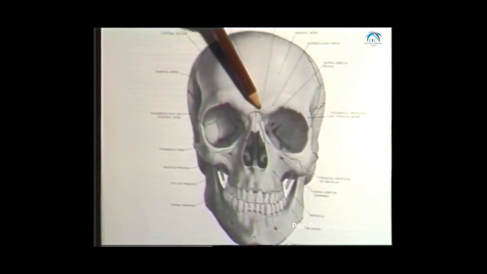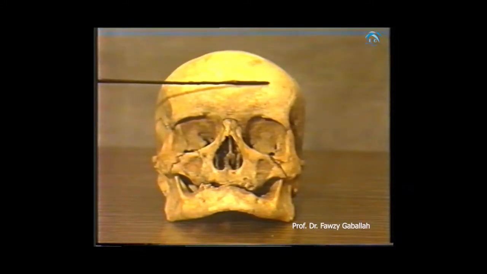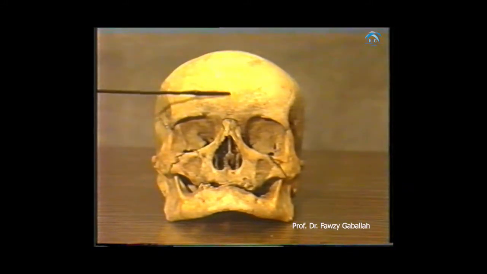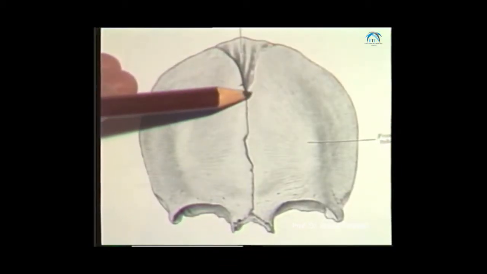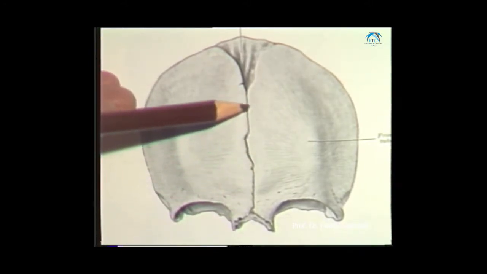In the child, the frontal bone is formed of two halves that articulate together in the median plane. The two halves fuse together by about the 8th year after birth, with disappearance of the intervening suture. But in some cases, this suture may persist in the adult and is called metopic suture.